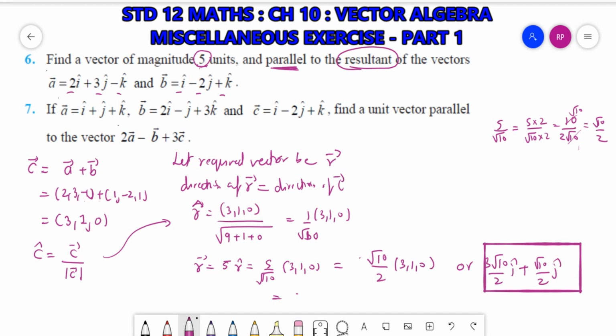Okay, so this was about question 6. Now in question 7, first multiply A by 2, minus B, plus multiply C by 3, and find this out. You will get the resultant vector. Let's take this as resultant vector R. And then find its unit vector. That will be the unit vector parallel to 2A minus B plus 3C. So question 7, I am giving it to you to do by yourself. Clear? So first, note down this question number 6.